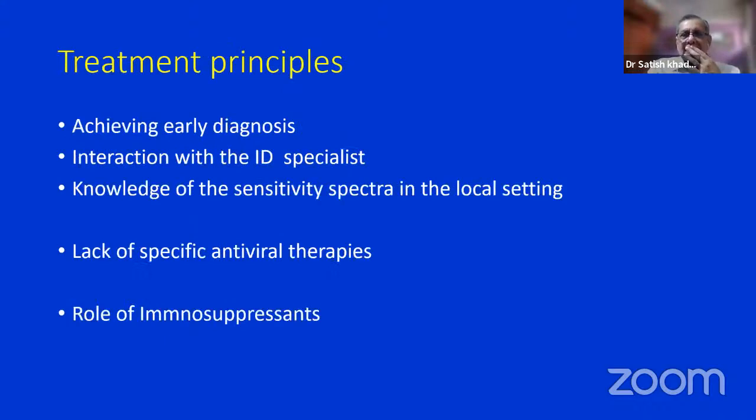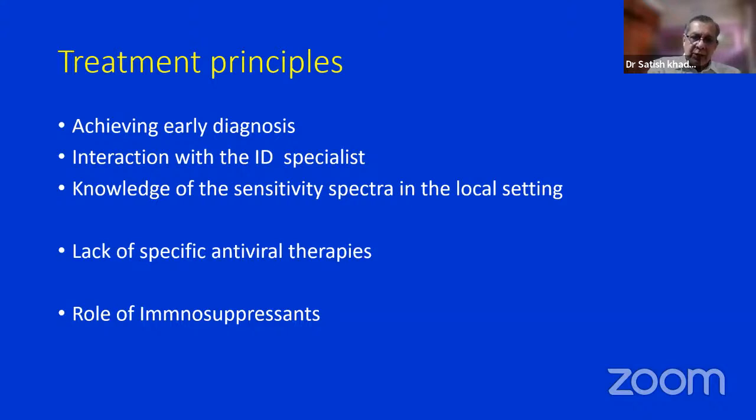Now, in treatment principles, I think achieving early diagnosis perhaps is very, very important here, as much as everywhere else or more, because the spinal cord being a tight structure, the damage is done very quickly and the recovery is very slow. So I think in that sense, these blanket panels are of help to try and come to a point. And interaction with the ID specialist is very, very important, because with neurology, you can come down to the anatomy, you can come down up to a point to the etiology. But these people have their own thoughts about this. Then knowledge of sensitivity spectra in our local setting.